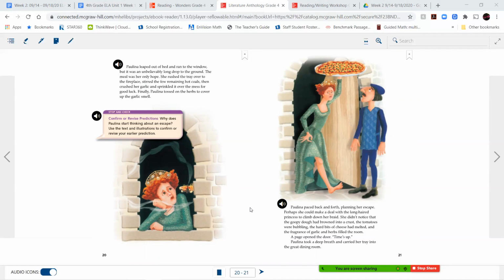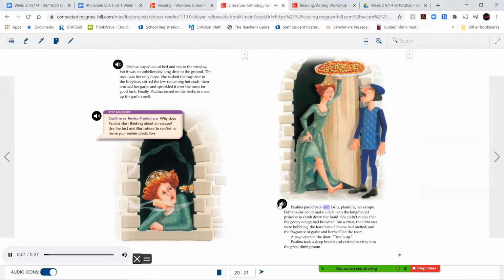Now, what does the queen tell her on the previous page? If you remember, the queen told her that one of them will be chosen to be princess, and the other 3 that were left over would be beheaded. So Paulina is now trying to find an escape because she realized she doesn't have very many ingredients, she doesn't know what to cook, and she wants to try and get home.